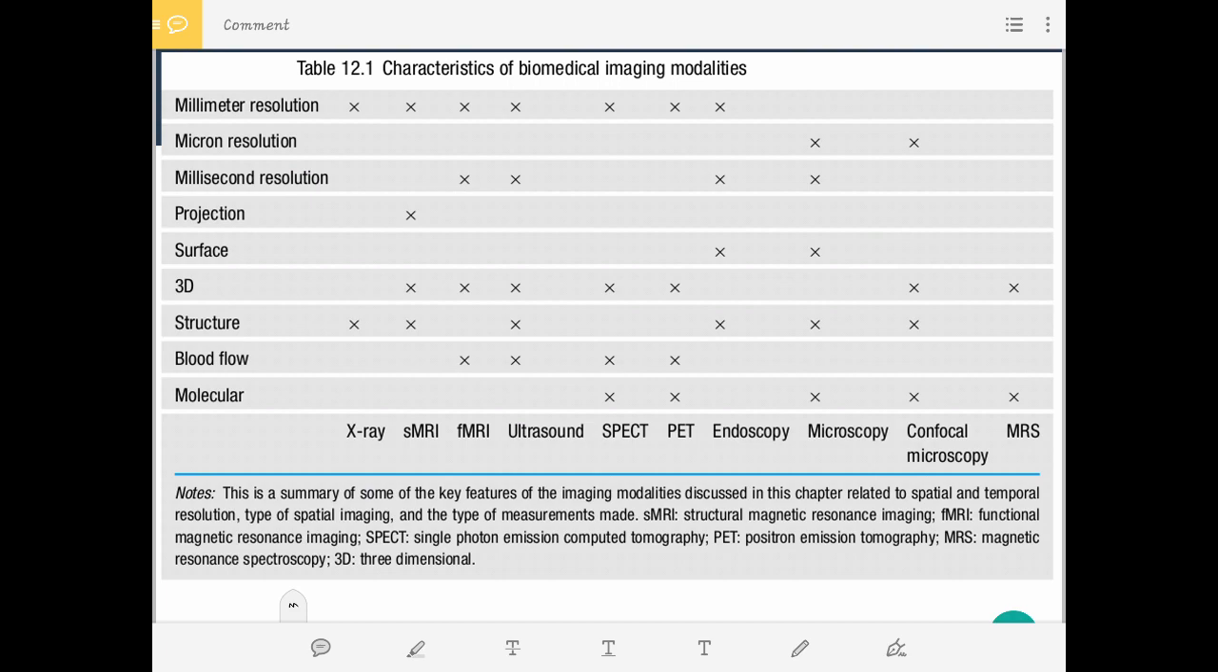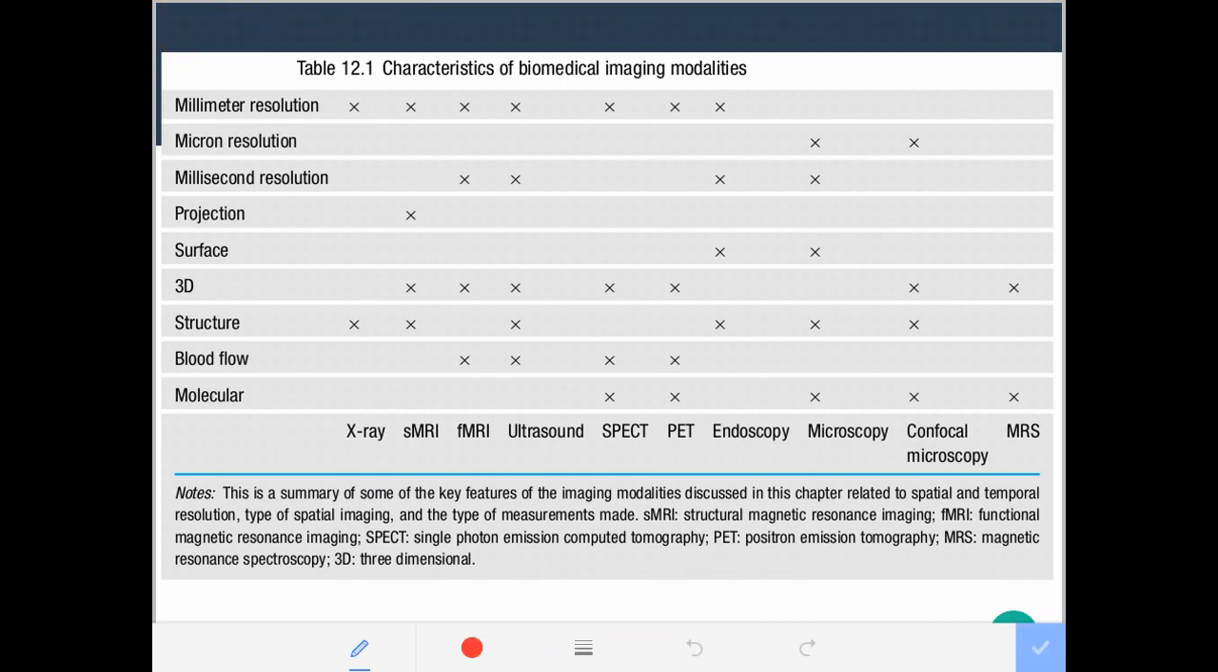Now, aside from functional MRI, you have your ultrasound. Ultrasound is similar in its scope to functional MRI, except that ultrasound can also give us a structure. However, the resolution of ultrasound is not as good as functional MRI. In fact, ultrasounds are best for imaging, for example, prenatal imaging, so fetal images for pregnant women. And then we have SPECT and PET.